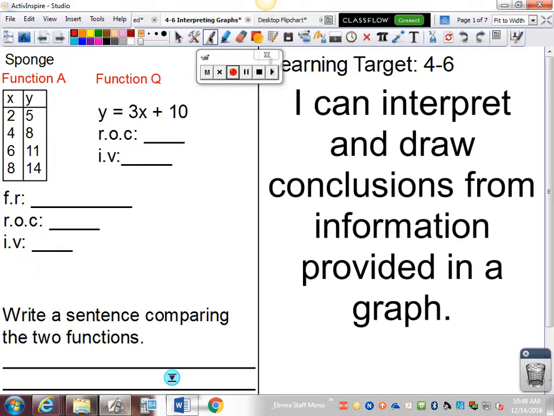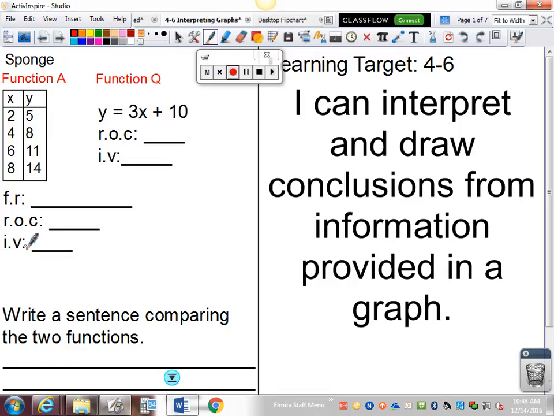Here's our lesson for 4-6. Our sponge, our warm-up activity. Let's look at function A and function Q. This is what we did yesterday. So in function A, if I want to know the function rule, that's our y equals mx plus b.